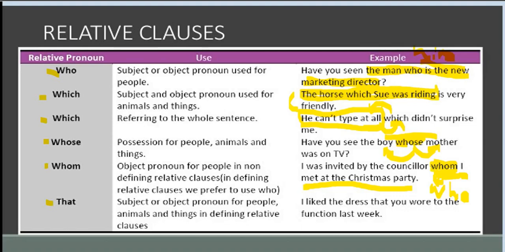Okay. So the use of that in relative clauses. I liked the dress that you wore to the function last week. As you can see here, we use that for things or animals, and if you see a full sentence with subject, verb, and object, then it means that you can also delete this that from here. The dress you wore to the function. The dress you wore yesterday. Dün giydiğin elbise. So we don't need that in this sentence either. But when we look at which again, the first which refers to things or animals, the horse which Sue was riding is very friendly. You can also use that instead of this which. It doesn't matter.